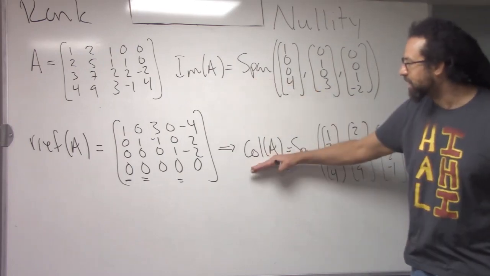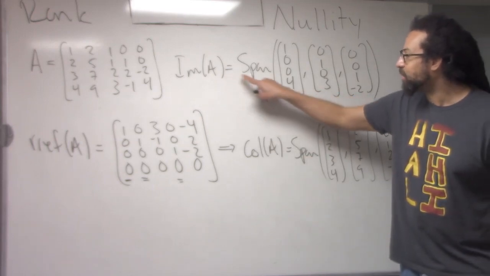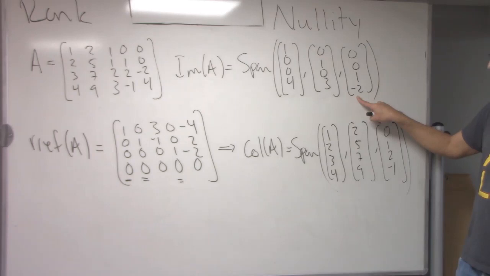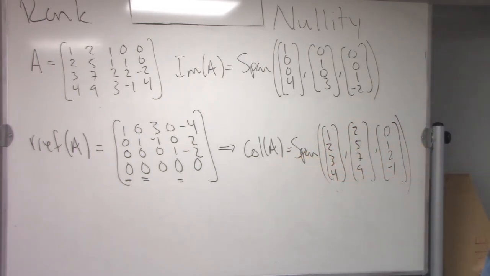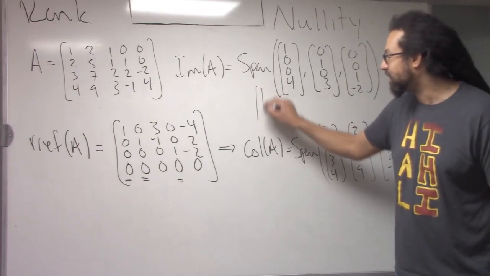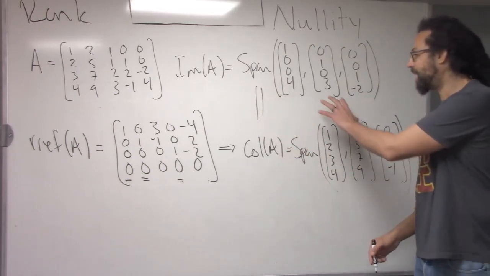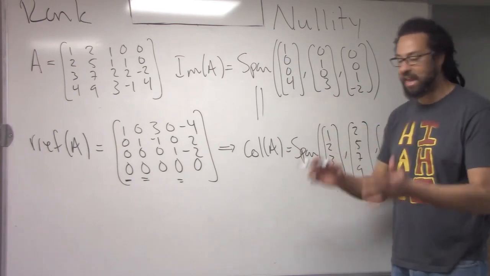So these two things are supposed to be equal, even though they look different. The image space is the span of these three vectors in R4. The column space is the span of these three vectors in R4. And we claim that these two things are equal. Is it possible that you can have three different spanning vectors and give you the same spanning set?